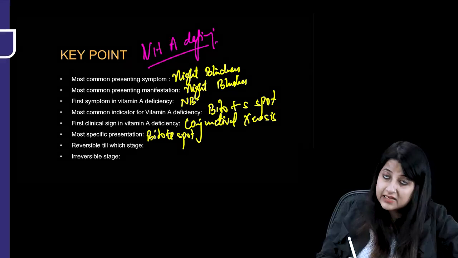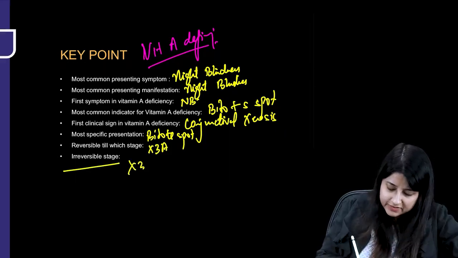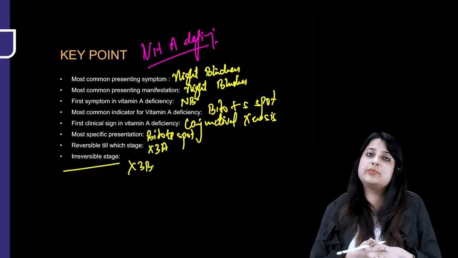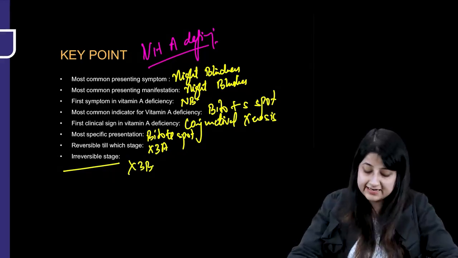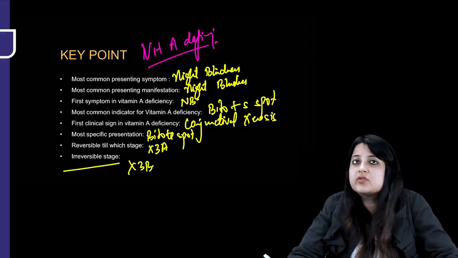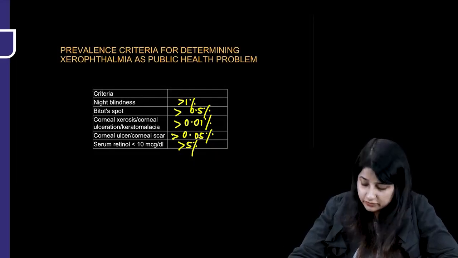It is reversible till which stage? So remember, X3A. Irreversible stage is X3B, okay. Most common symptom that a person will present is night blindness. He cannot see at night. But the first clinical sign which a doctor is going to appreciate is conjunctival xerosis. And most specific is Bitot's spot, okay.